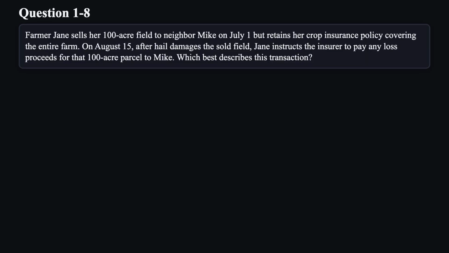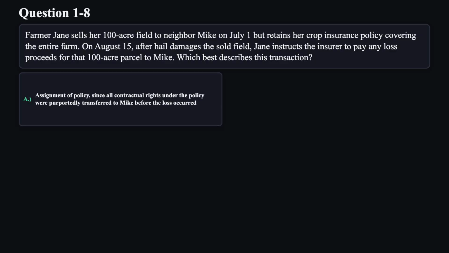Question 8. Farmer Jane sells her 100-acre field to neighbor Mike on July 1st, but retains her crop insurance policy covering the entire farm. On August 15th, after hail damages the sold field, Jane instructs the insurer to pay any lost proceeds for that 100-acre parcel to Mike. Which best describes this transaction?